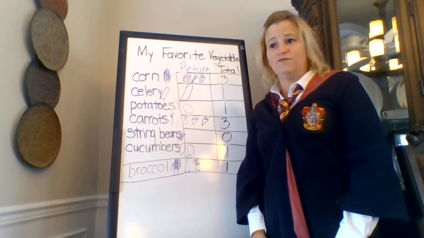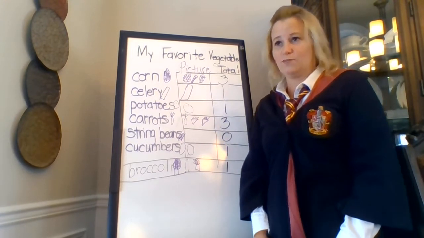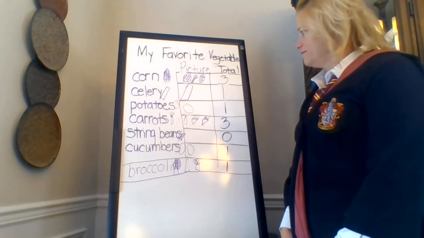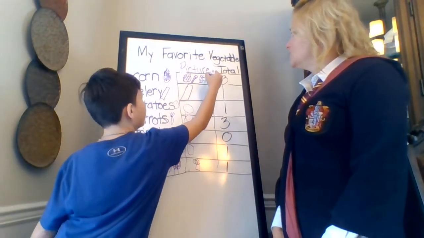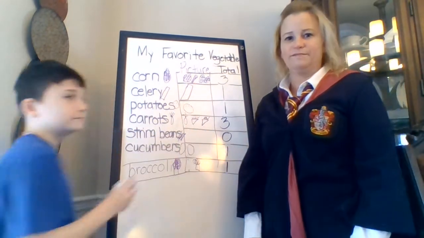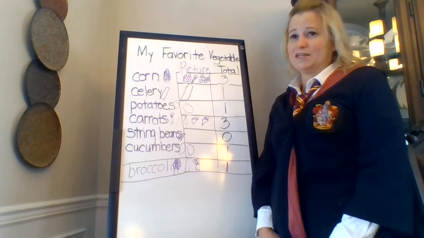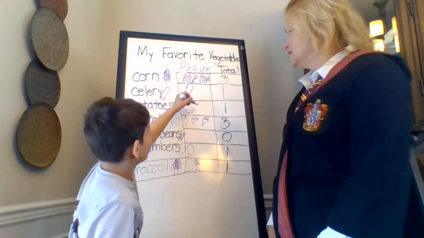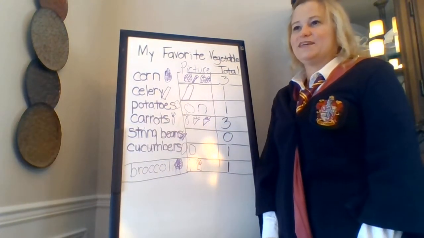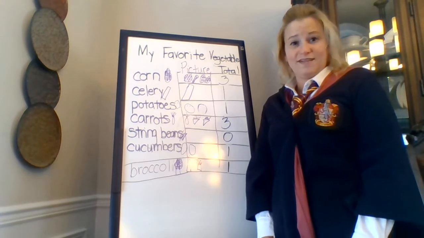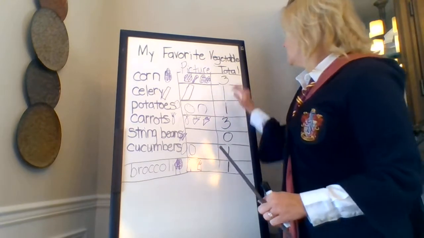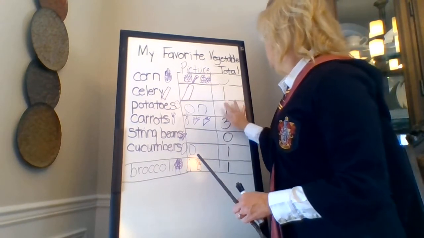DJ and Mason, would you like to throw your votes in? Yes. All right. Let's see if they can break this up a little bit. Go ahead and draw your pictures. DJ loves corn on the cob, so it's not shocking that he would go with corn. And I think Mason's going to go with potatoes because he loves French fries, home fries, tater tots, and hash browns. Okay, so now I got to go back and rearrange.